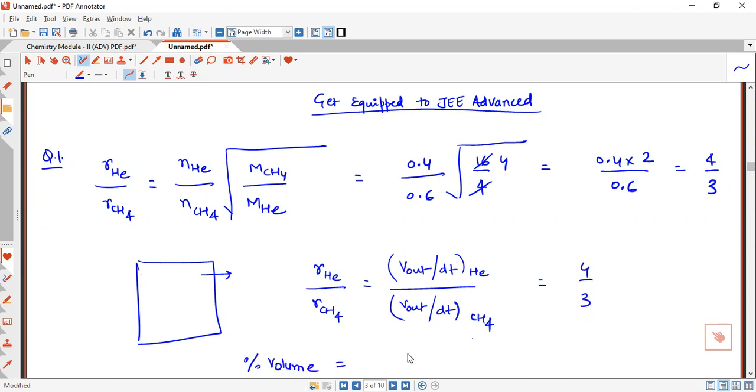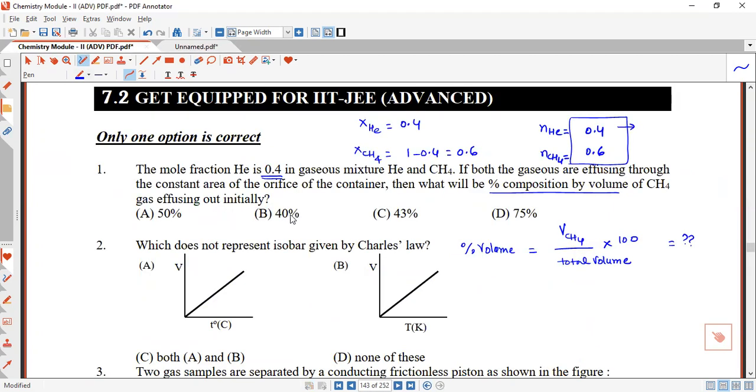Volume of methane is 3. Total volume is going to be 7, 3 plus 4, 7, into 100. So we'll be getting 300 by 7, approximately 43%. So that is going to be your answer.